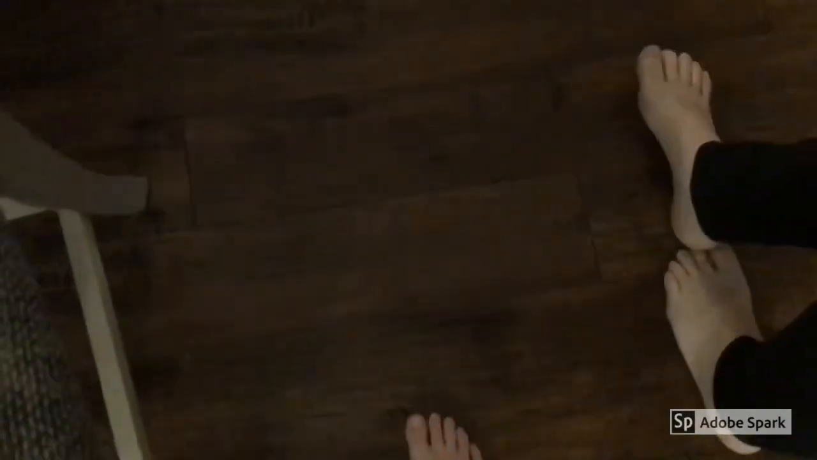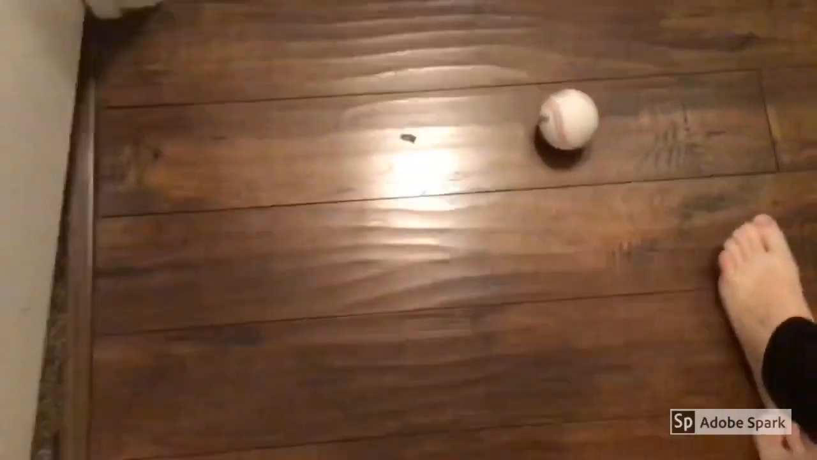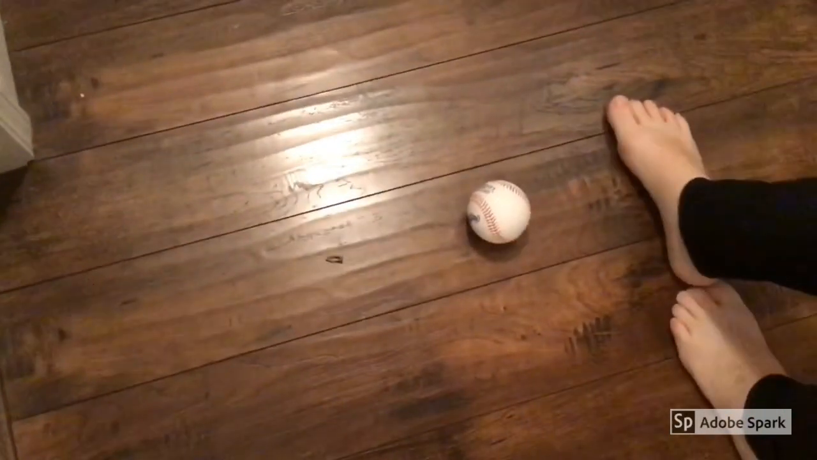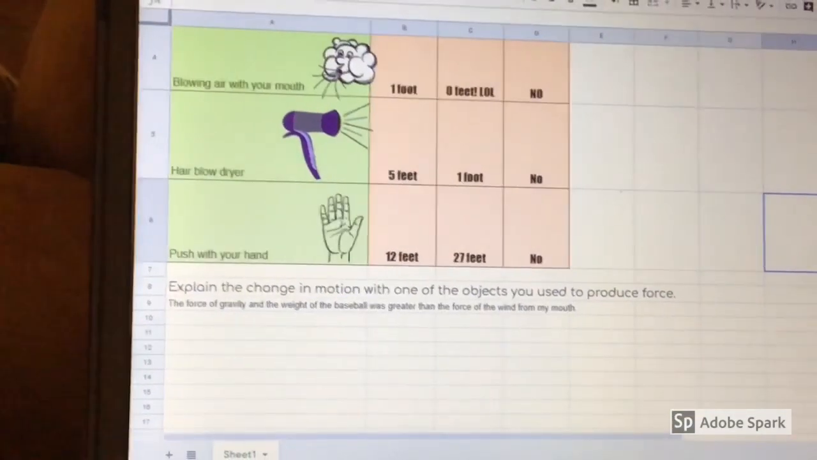1, 2, 3, 4, 5, 6, 7, 8, 9, 10, 11, 12, 13, 14, 15, 16, 17, 18, 19, 20, 21, 22, 23, 24, 25, 26, 27. So for the final column of my data collection, it asks if our predictions were correct. So none of my predictions for my experiment were correct.